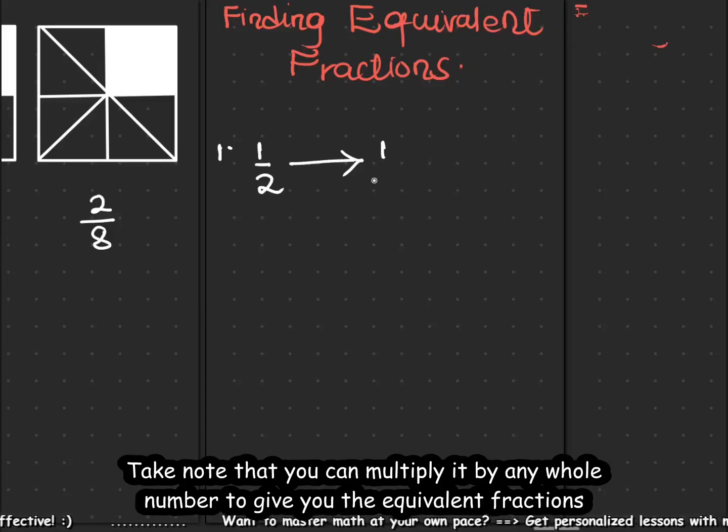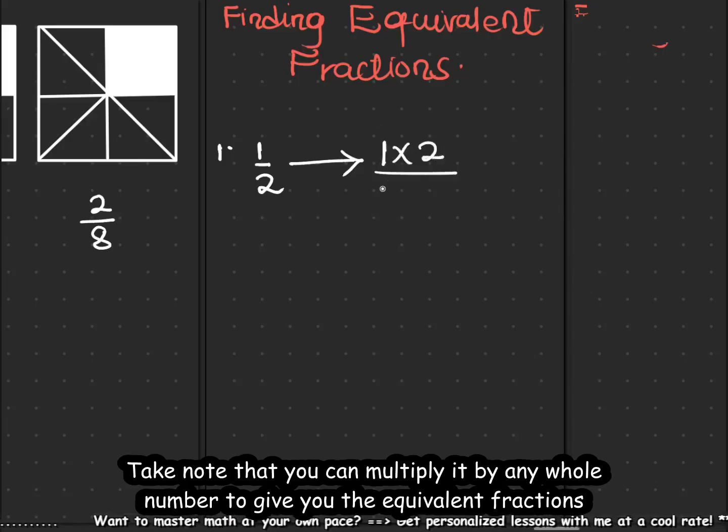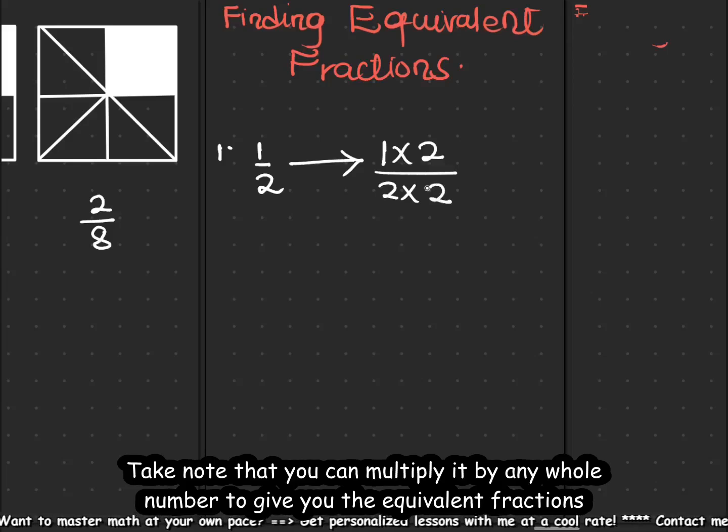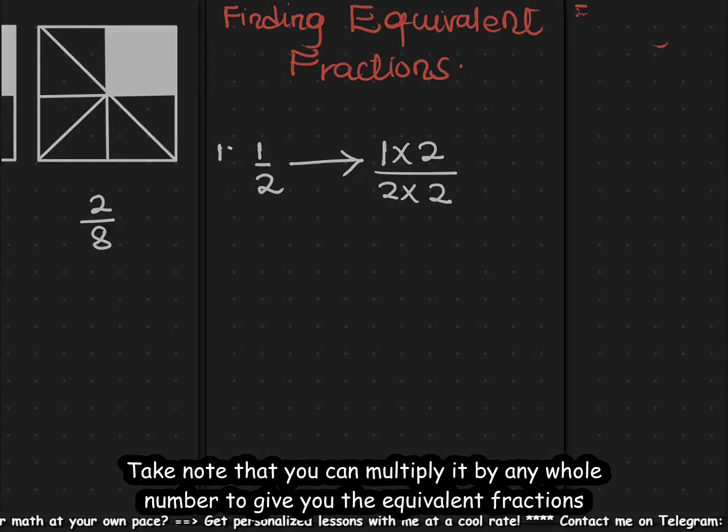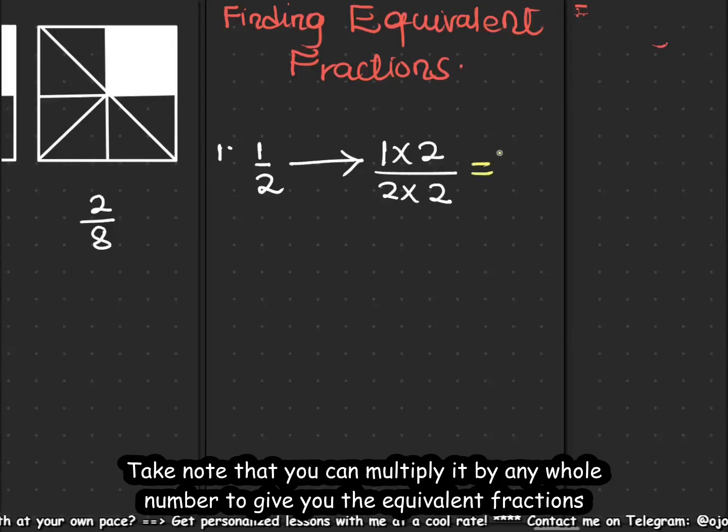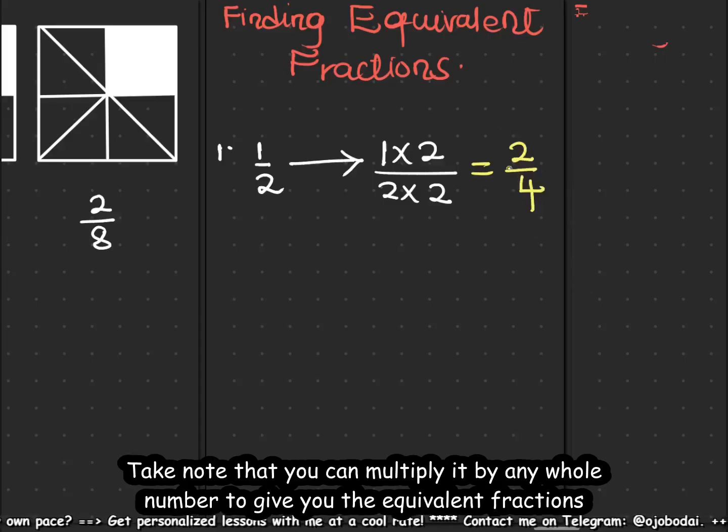So for 1 over 2, we are going to multiply the numerator by 2 and also multiply the denominator by 2. That is, if you choose your number to be what? 2. And in this case, we are going to get what? 2 over 4. And we can say 2 over 4 is equivalent to 1 over 2.